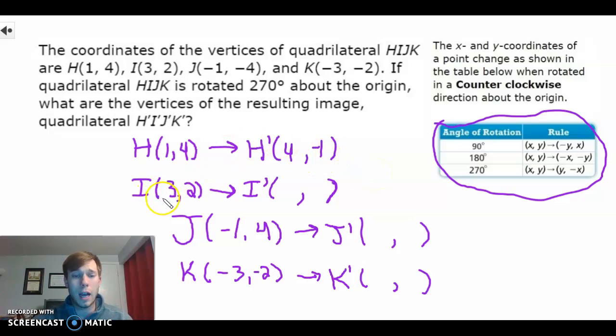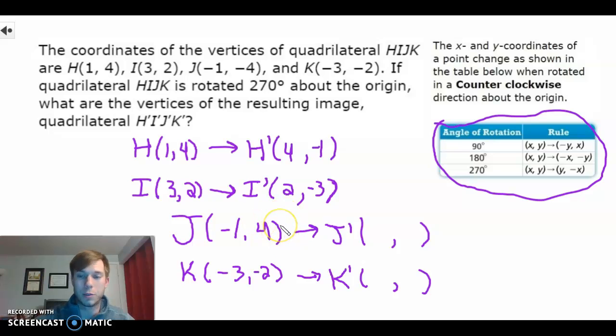Let's take a look at I. To go from I to I prime, same thing. We have x, y, and our x is going to become y. Our y was 2, so I prime is going to be 2, and our y-coordinate is the opposite of x. The opposite of x, which was 3, is now -3.